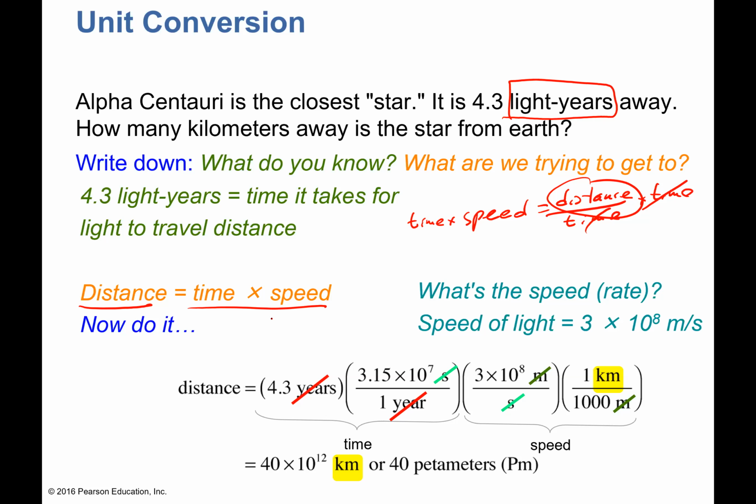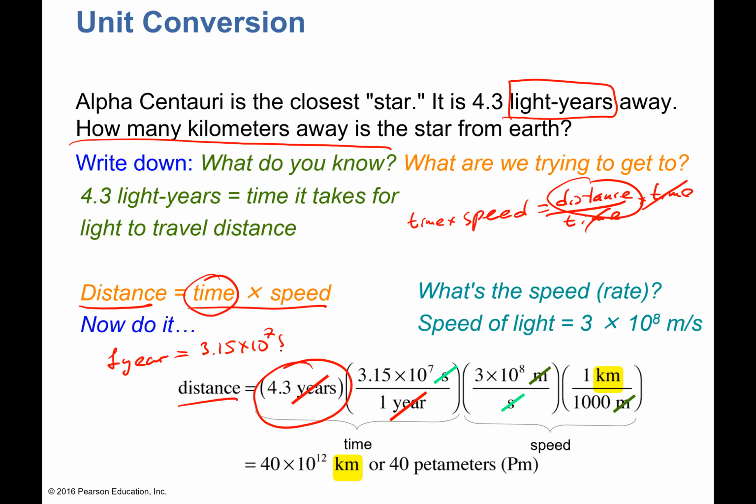All right, then let's look at it. It says how many kilometers away is this star from Earth, right? So distance equals time, where time is 4.3 years, because remember, 4.3 light years away means that light has to travel 4.3 years to get to us. But year is not an SI unit or an MKS unit, so we need to convert it. So this becomes a conversion factor, and what we're using here is 1 year equals 3.15 times 10 to the 7 seconds.